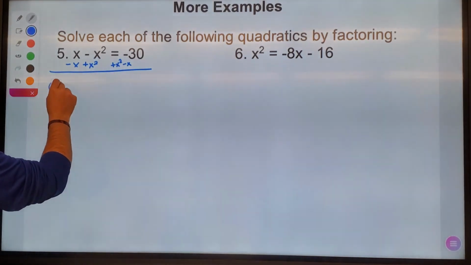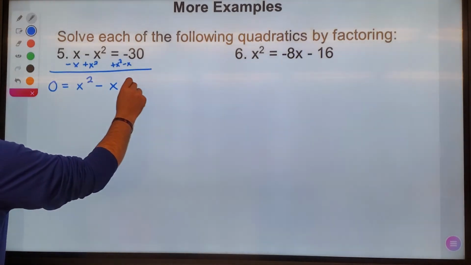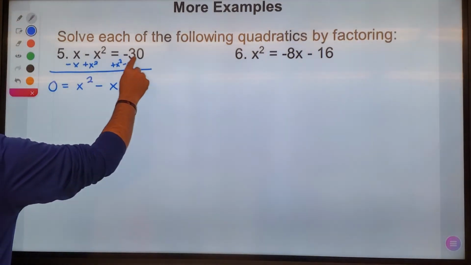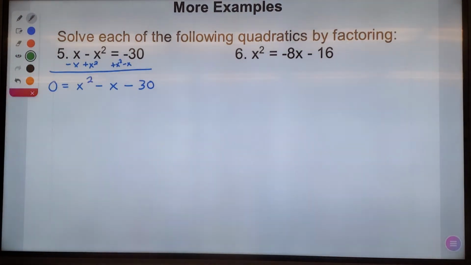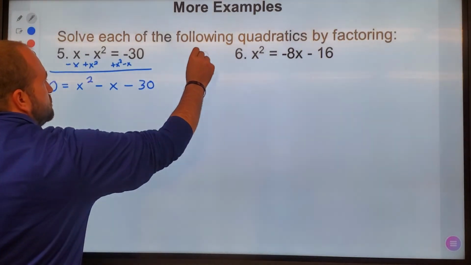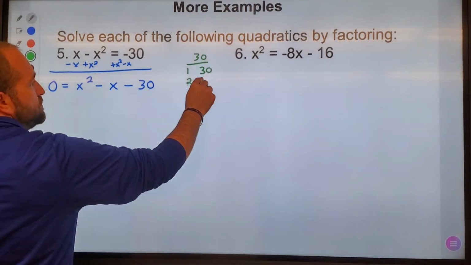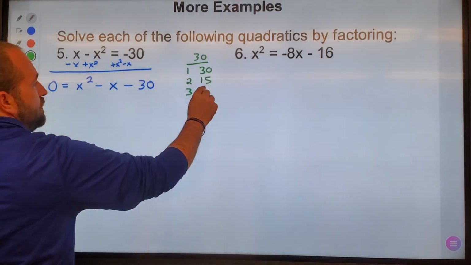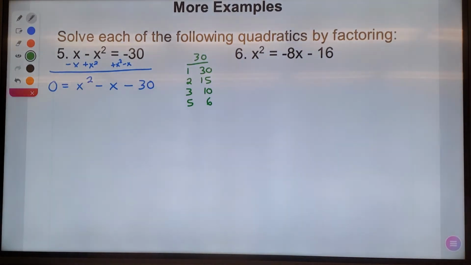which leaves me 0 on the left side here. And then x squared minus x minus 30, because that's a negative 30. Again, we have a situation where we have a 1 in front. So I'm going to take that constant, the 30, and factor it out. 1 times 30, 2 times 15, 3 times 10, and 5 times 6.